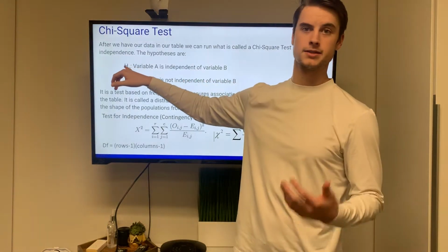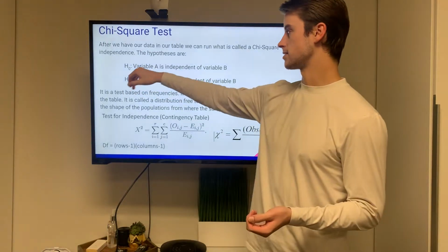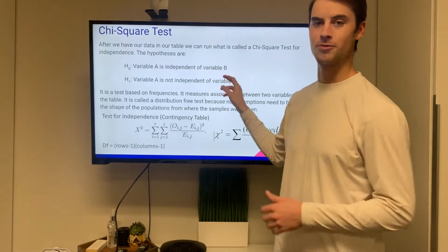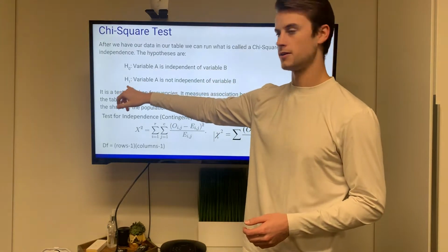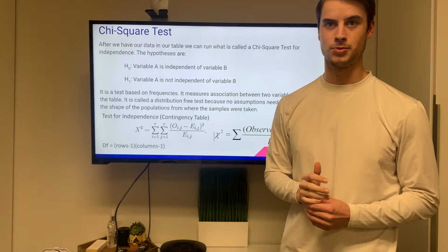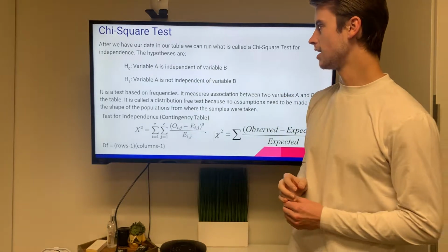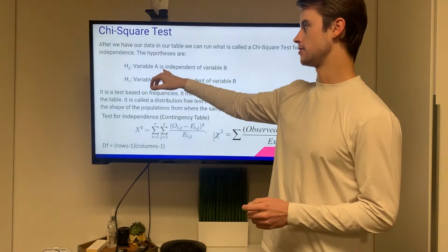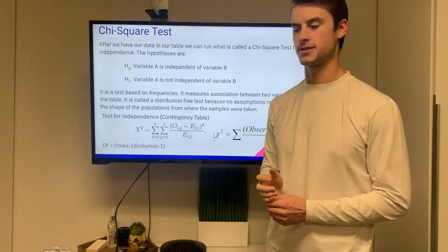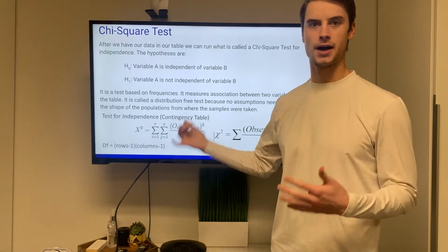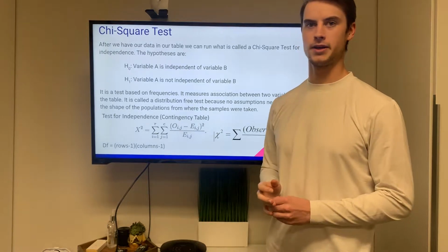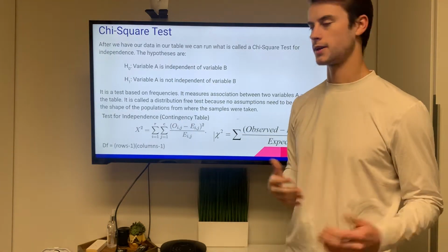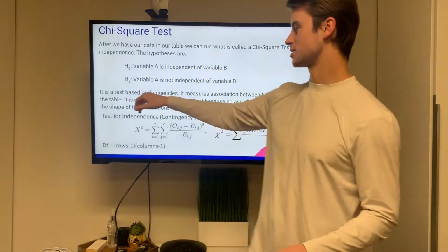Again, we state these hypotheses based on this here, right? So our null hypothesis is always variable A is independent of variable B, and the alternative is variable A is not independent of variable B, okay? And a lot of times in some examples they won't say directly that variable A is independent of variable B. They may say something else like does not rely on, or is not related to, or anything like that, okay? Same thing, independence, not independent, okay? All that stuff. So it's a test based on frequencies.